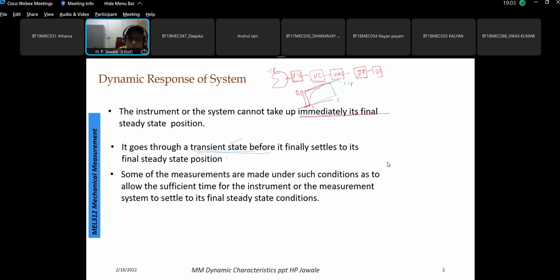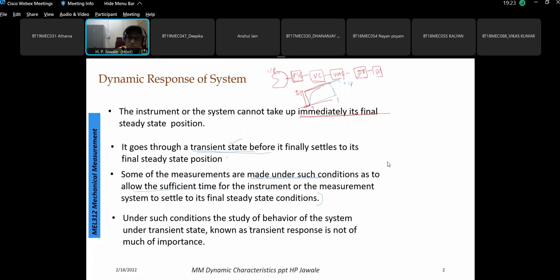Some of the measurement systems are made to operate under such conditions, but very few, right? In a general way, we have to allow sufficient time for the instrument or the measurement system to settle to its final state. Under such condition, the study of the behavior of the system under the transient state is known as the transient response of the measurement system.